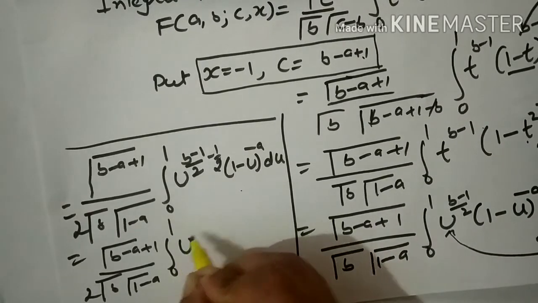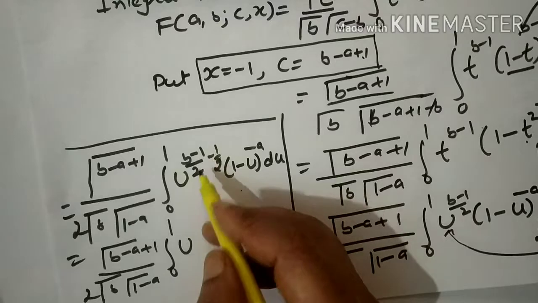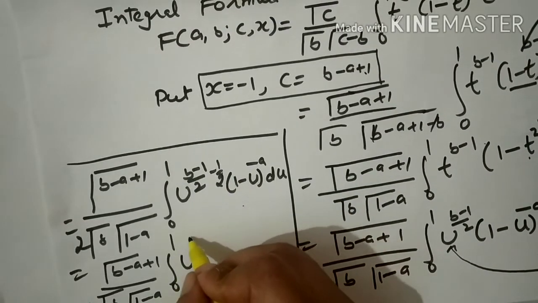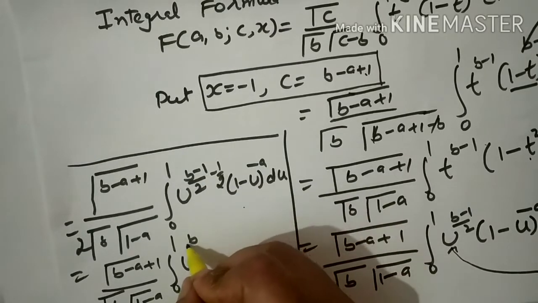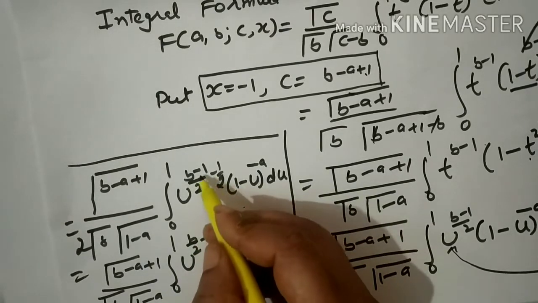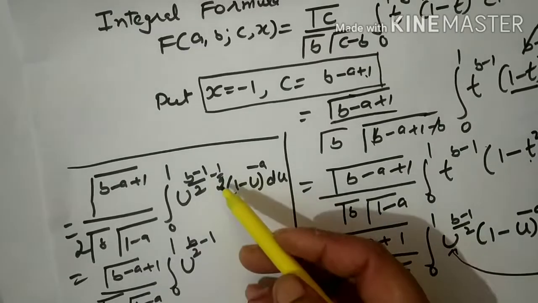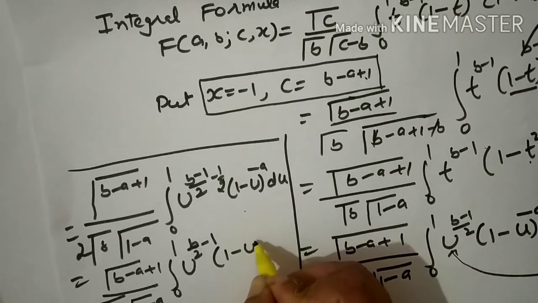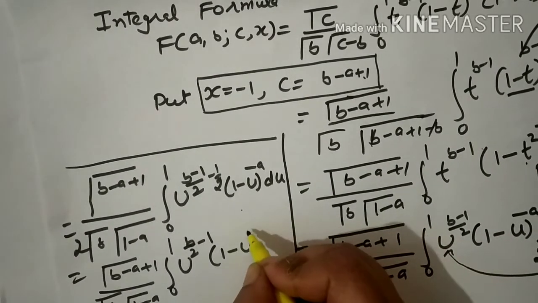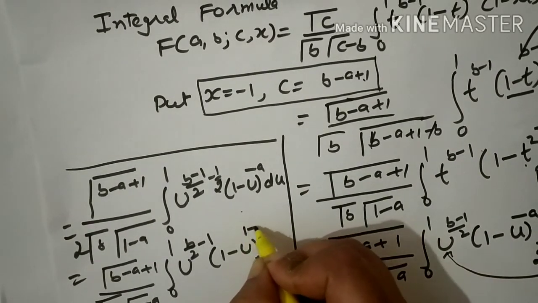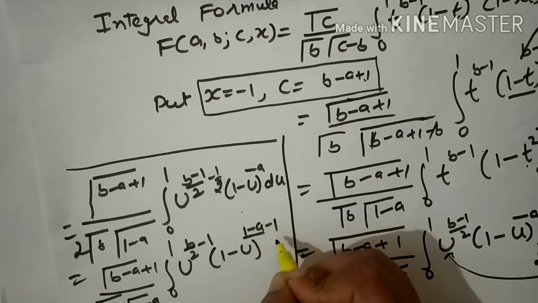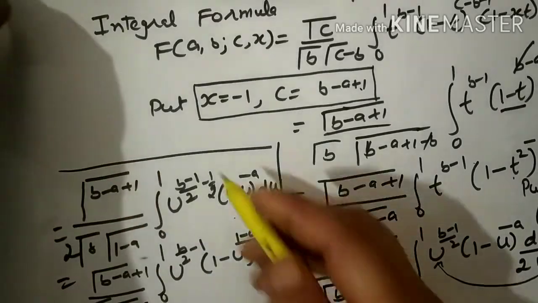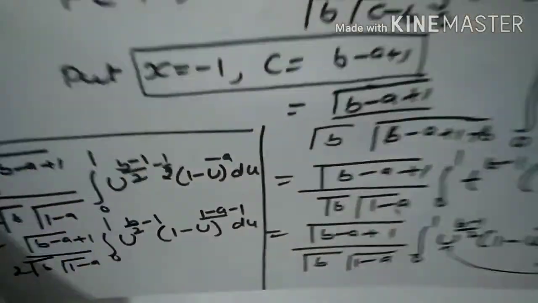Now we need to write what we are left with. u raised to power, if we combine these powers, you can see it will be b minus 2, or you can write b upon 2 minus 1. Actually we combine this, minus 1 by 2 minus 1 by 2 will become minus 1. Similarly 1 minus u, if we add and subtract 1, we can write it in this way. Why are we writing this? Because we have to convert this into beta function.